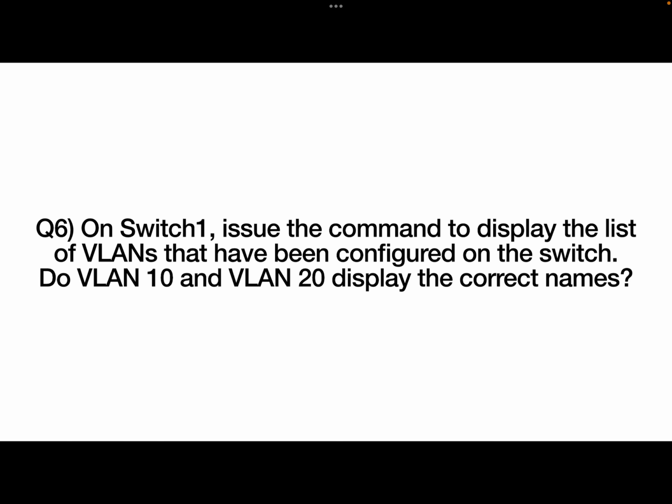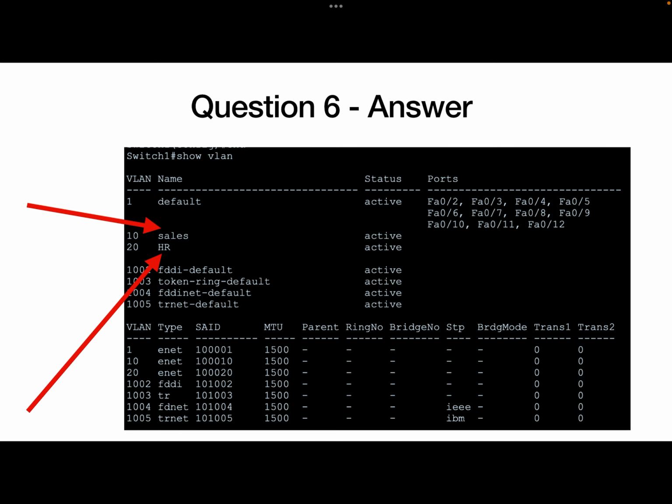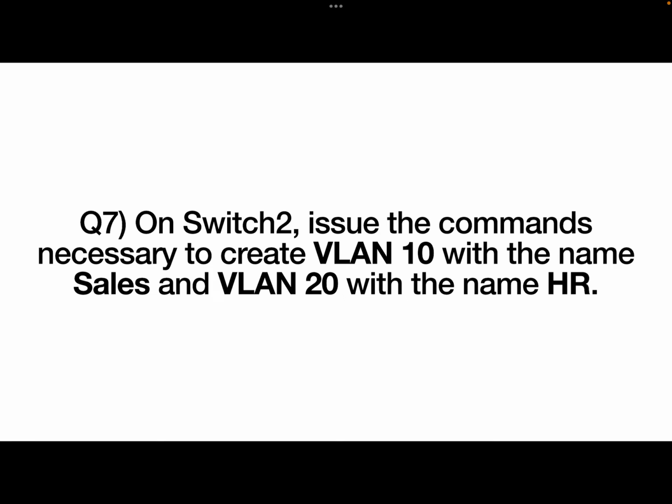Now, next question 6. On switch 1, issue the command to display the list of VLANs that have been configured on the switch. Do VLAN 10 and VLAN 20 display the correct names? Well, here we go. Show VLAN. You can see, yes, they both have their new names that we've configured.